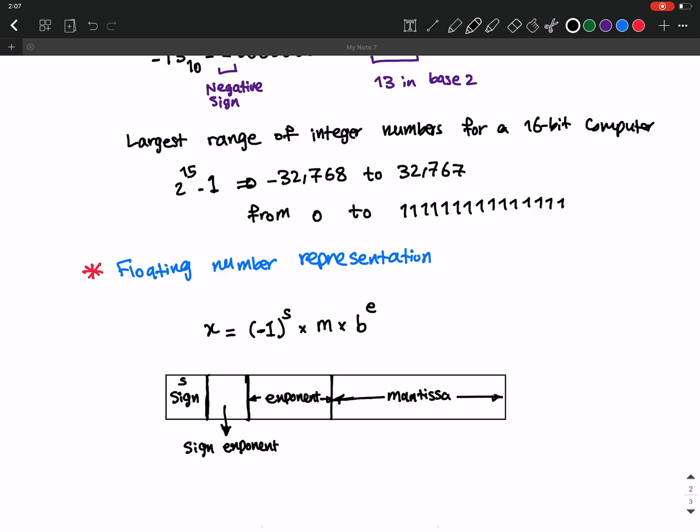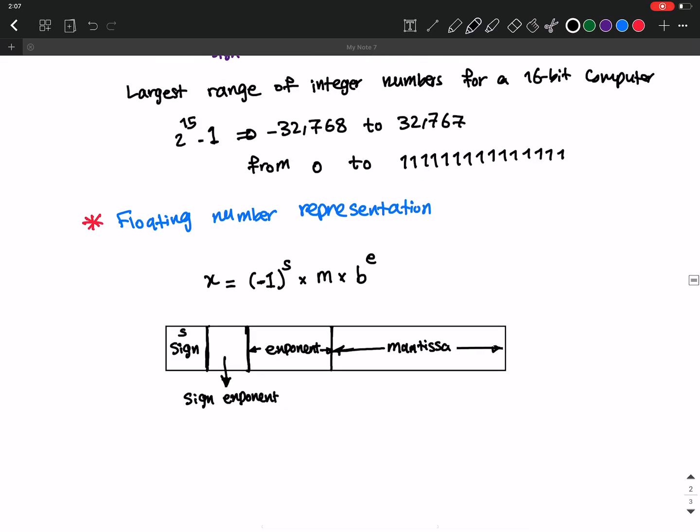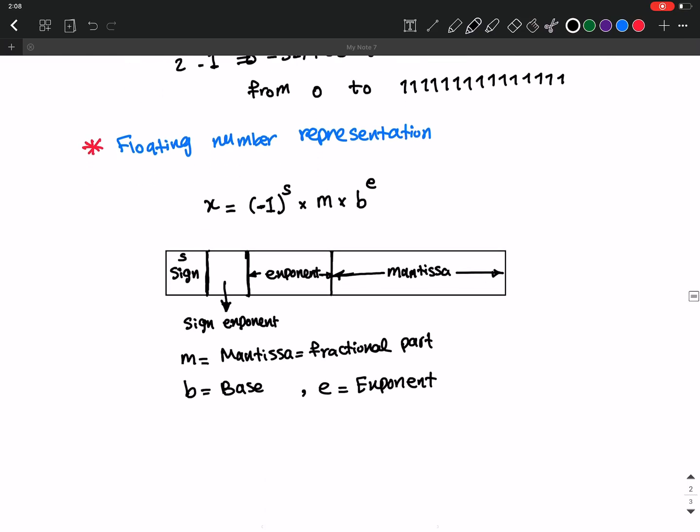Okay, so let's see what it is. M is the mantissa, or fractional part, of a floating number. B is going to be the base, and E is the exponent.